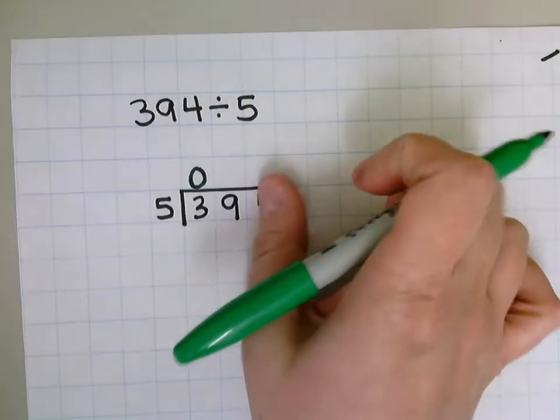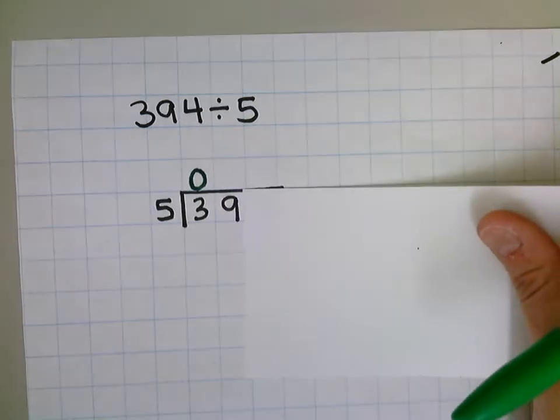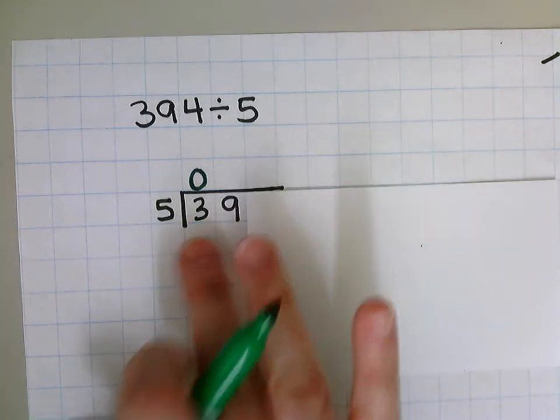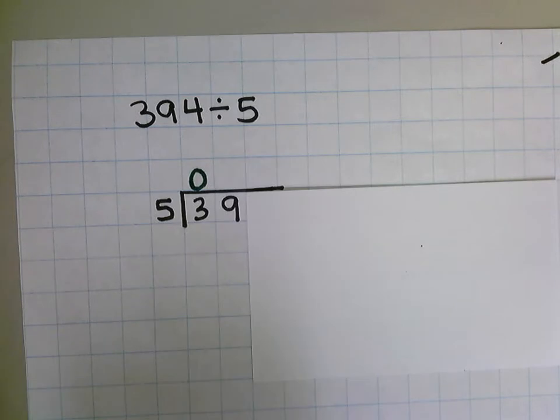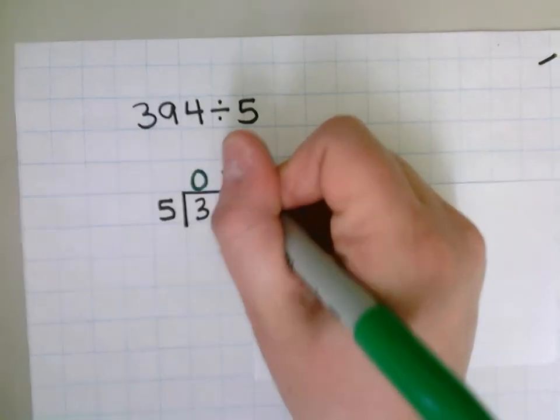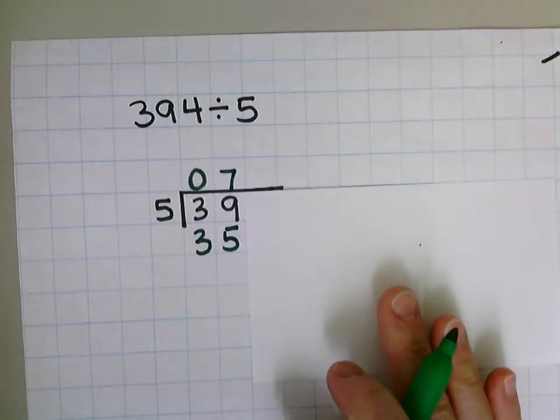So I'm going to move over to my tens place. And I'm going to look and say, well, now instead of having 3 hundreds, I have 39 tens. And I can break 39 into groups of 5. What number times 5 gets me close to 39? So take a second to think about your 5's facts. That's right, 7. 7 times 5 is 35.